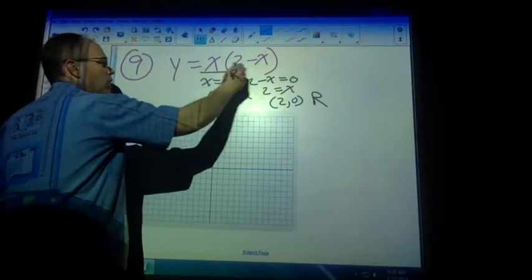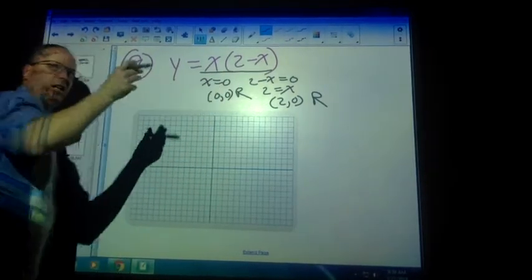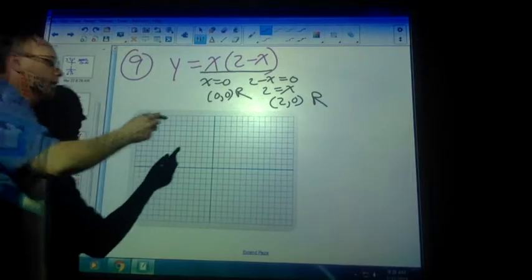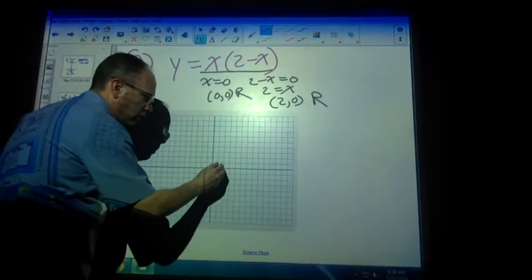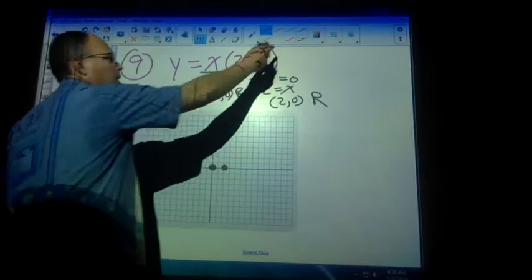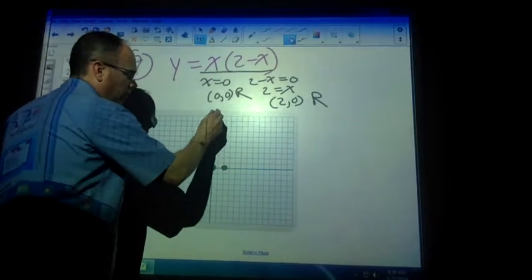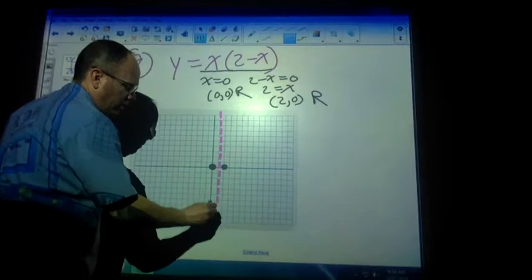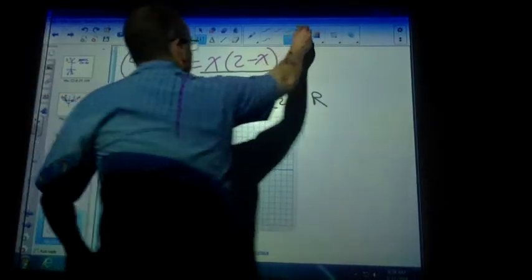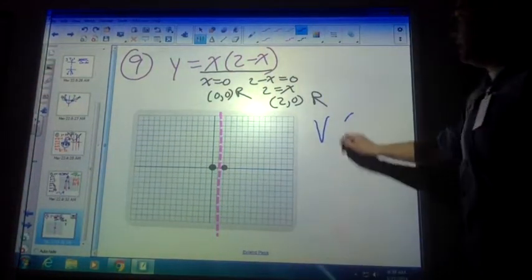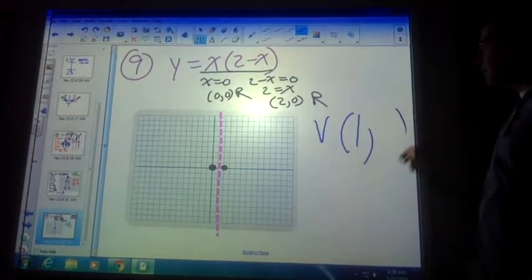All right, so because it was set up in this form, which is really cool, you're just setting each binomial equal to 0 and solving it. I got 0, 0 right there, and I have 2, 0 right there. Halfway in between those is 1. So my axis of symmetry has to be right there. Agree? So that means my vertex is going to be 1 comma something.